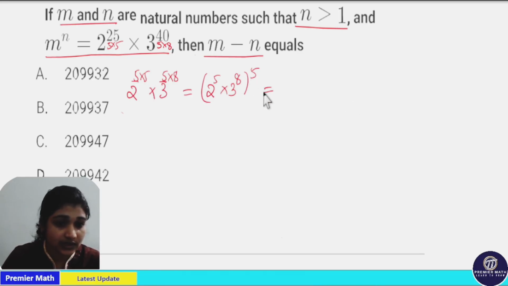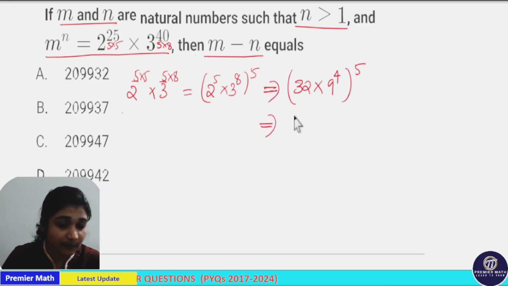So I can write this as 2 raised to 5 is equal to 32, into 3 raised to 8. 3 square is 9. Here 8 I can write as 4 into 2, so 3 square is 9. So 9 raised to 4, the whole raised to 5. Now this will become 32 into 9 raised to 4, and 9 into 9 is 81. 9 raised to 4 means 81 square. Okay, write it as 81 square.